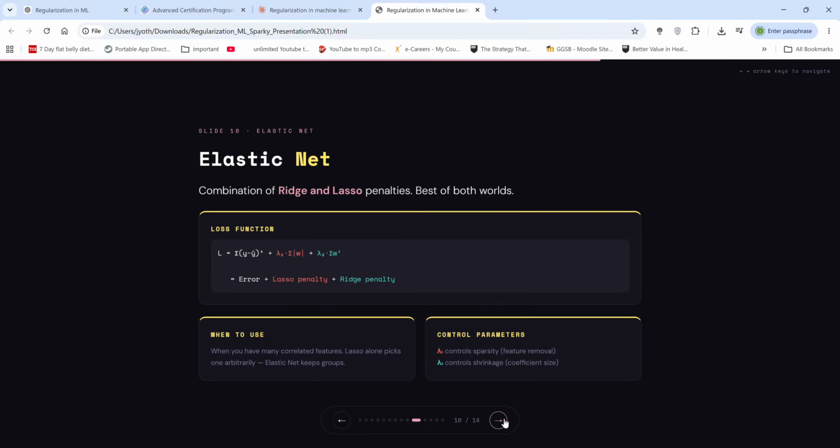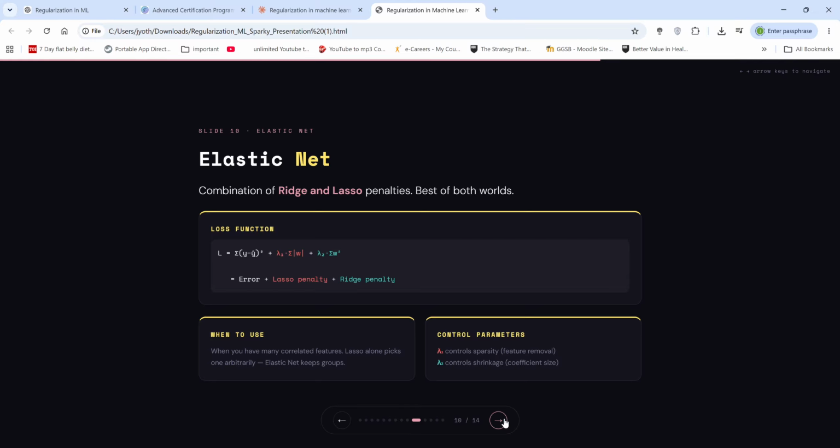Then the last one we have is elastic net. Elastic net is a combination of ridge and lasso. That is the combination of both L1 and L2. As we have seen, we know both the formulas for L1 and L2. So what we do is we use the same formula, the cost function, and then we add the formula for L1 and L2. We use L1 for feature selection and we use L2 for overfitting.